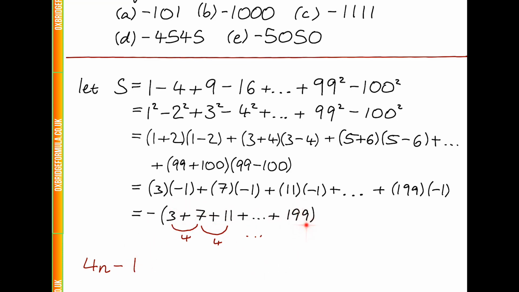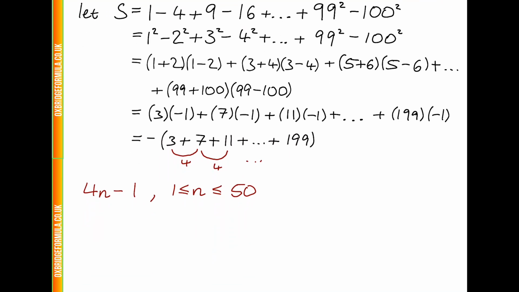What term of the sequence is 199? Well, if 4n minus 1 equals 199, then 4n must be 200, so n must be 50. So this sum is the terms of the sequence 4n minus 1 for n between 1 and 50. So now that we have an nth term formula for the sequence that we're summing up, we can write it with sigma notation as the sum from n is 1 to 50 of 4n minus 1. And remember, S is equal to the minus 1 times this sum.